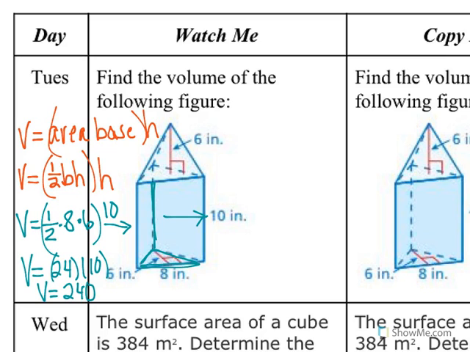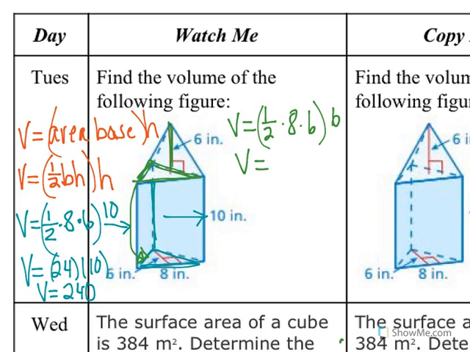Then we're going to do the exact same thing for the top. Again, this base up here actually looks like it's the exact same as this base was down here. So the area of your base here is going to still be 1/2 times 8 times 6. And then we're going to multiply that by our new height, which is 6. We already know that 1/2 times 8 being 4, times 6, gives us 24. 24 times 6 gives us a volume of 144.